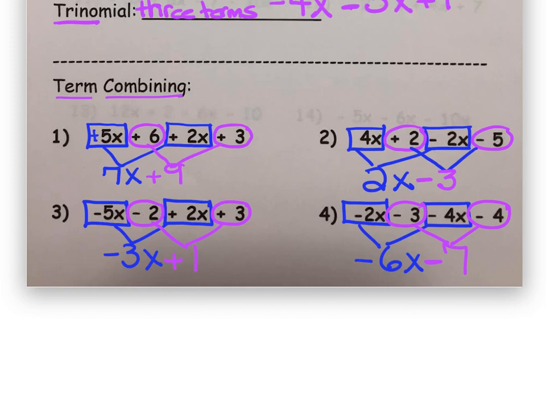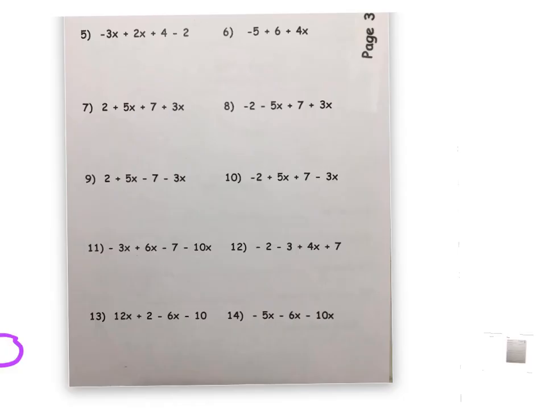For number 3, you should have got negative 3x plus 1. And for number 4, negative 6x minus 7. Turn the page and let's look at page 3 of your packet. Let's try a couple of problems together, and then you can work on your own and check your own work. If you're working in a notebook, copy down the problems and show your work in the notebook.